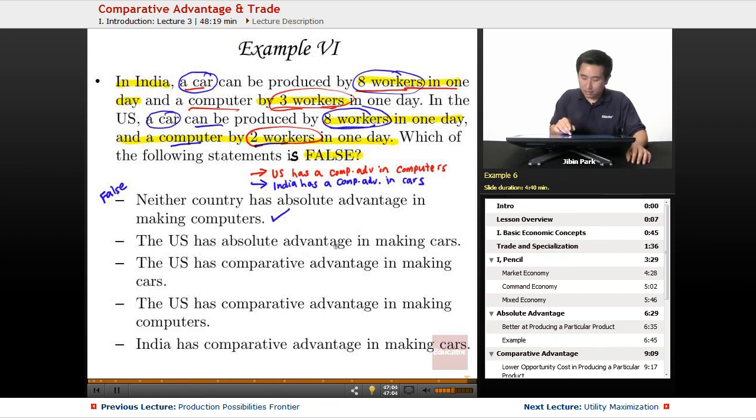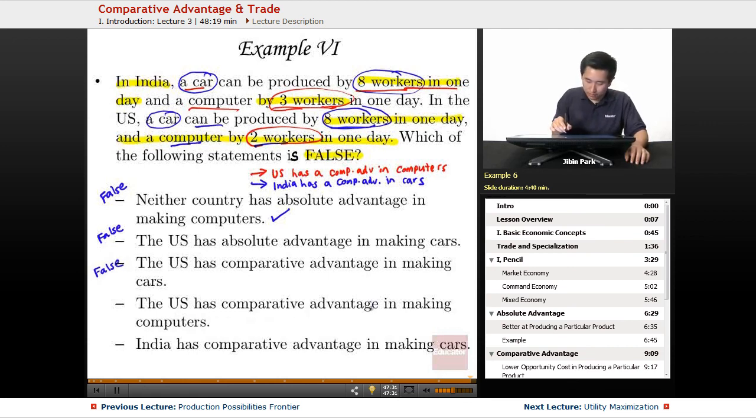The US has absolute advantage in making cars. Is that a true statement here? Well, neither has. So this is also false. The US has absolute advantage in making cars. That's false. The US has comparative advantage in making cars. No, the US has comparative advantage in making computers and not cars. So this is also false.